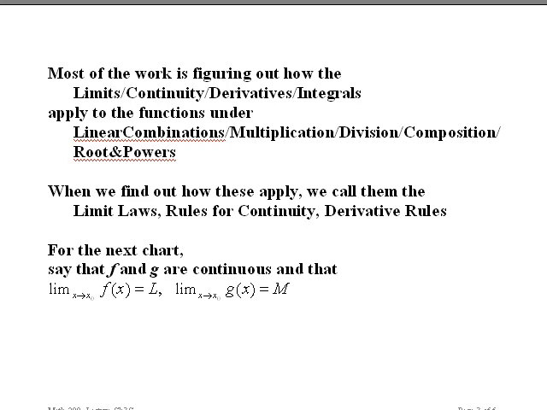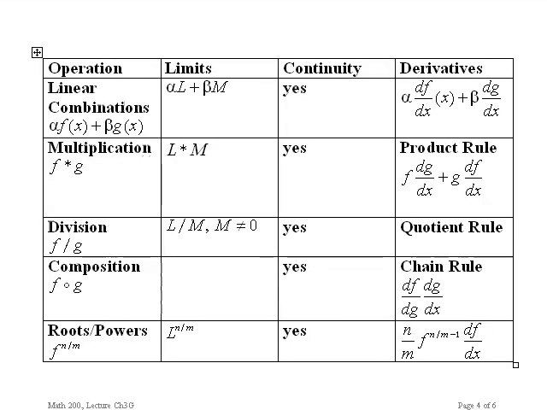And on the next chart, say that f and g are continuous and that the limit of f is L and the limit of g is M. So here are the operations. Here is taking a linear combination of functions. Alpha and beta, say, are constants, and you're just adding alpha f plus beta g, arbitrary constants. Okay, then there's multiplication of functions, division of functions. Of course, you can't divide by 0, you know that. And composition, and taking a function to some root or power.